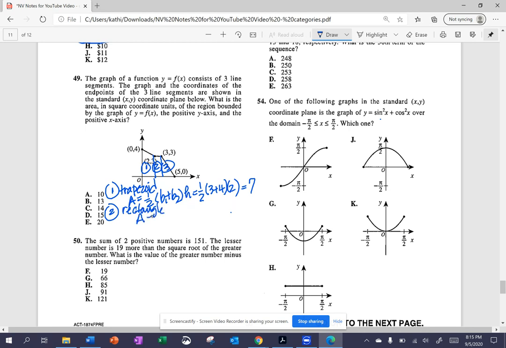For my rectangle, this is going to be area equals base times height. So 1 times 3. And my triangle is going to be 1/2 base times height. So 1/2, 2 times 3 is 3. Adding these up, I get 13.